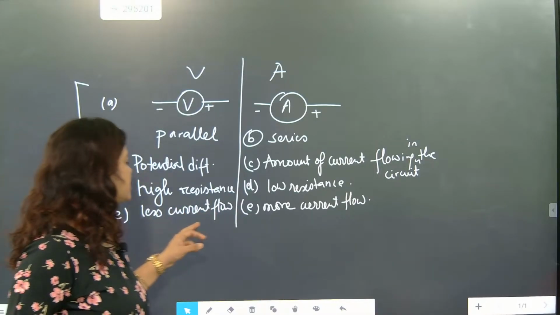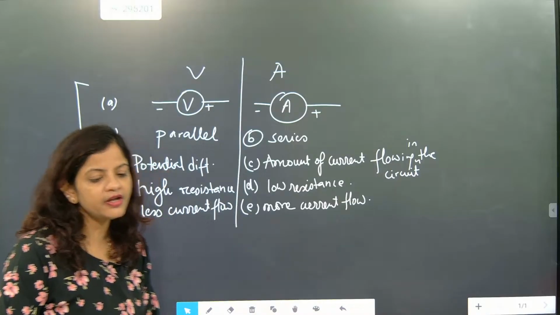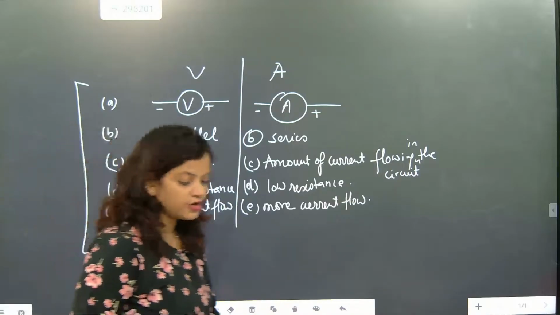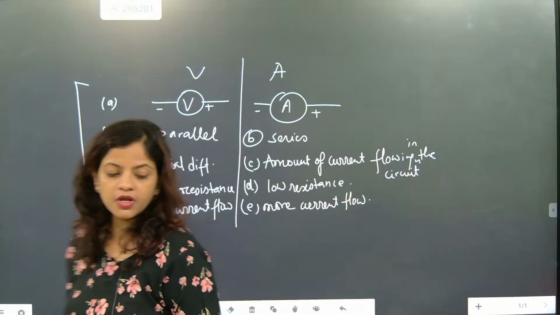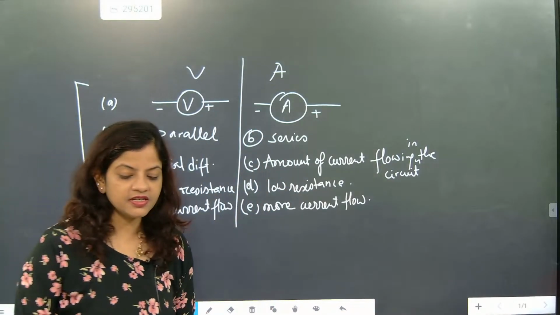So now less current flows here, and more current is flowing in this circuit. This is exactly the content we know about voltmeter and resistor.